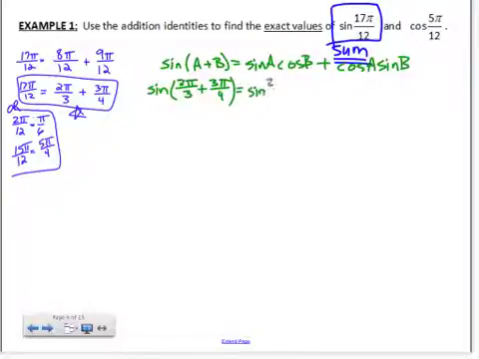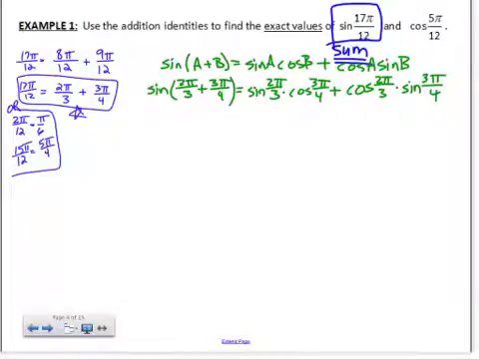Sine of 2 pi over 3 times cosine of 3 pi over 4 plus the cosine of 2 pi over 3 times the sine of 3 pi over 4. Okay, now if you don't know your unit circle, that is a shame. If you have to draw the unit circle to do this, that is a shame. At this point, you should be able to tell where these things are.